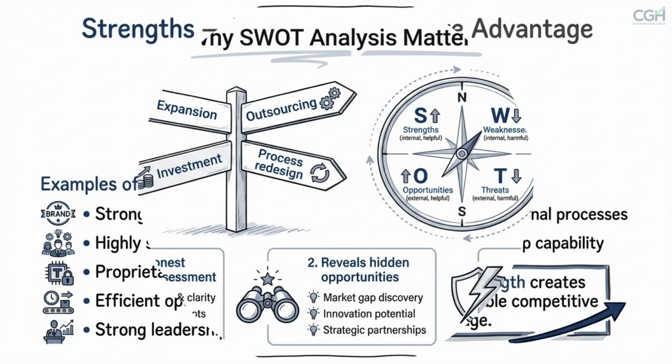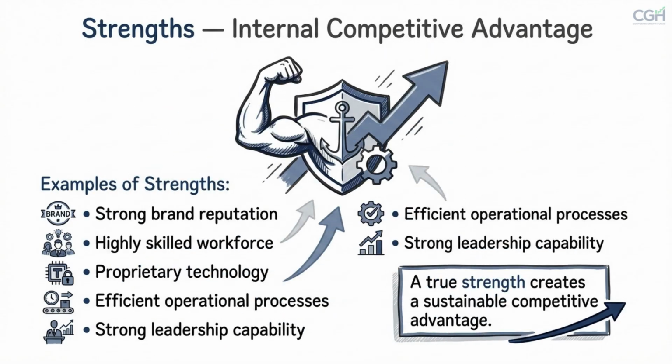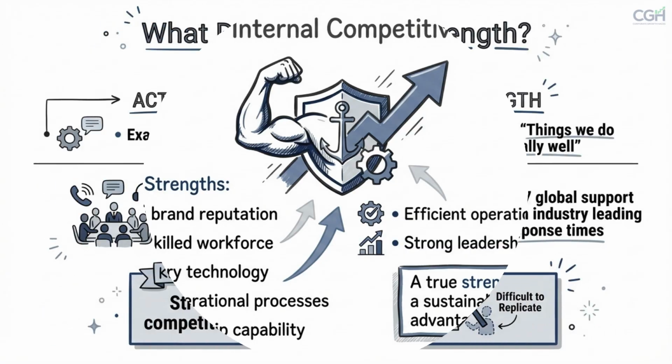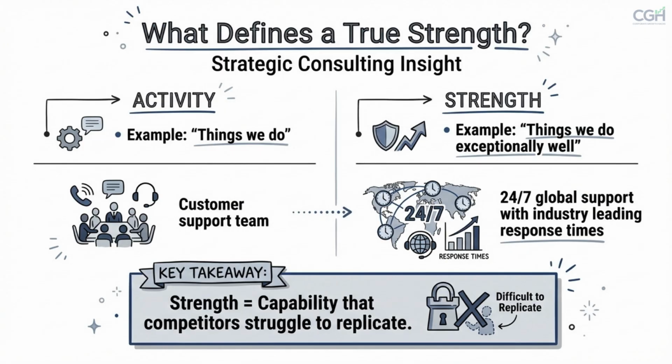Let us now look at the first quadrant: strengths. Strengths represent the internal capabilities that give you an advantage. These could be tangible or intangible. For example, a strong brand reputation, a highly skilled workforce, proprietary technology, operational efficiency, or even strong leadership. But here is where many organizations make a mistake. They confuse activity with strength.